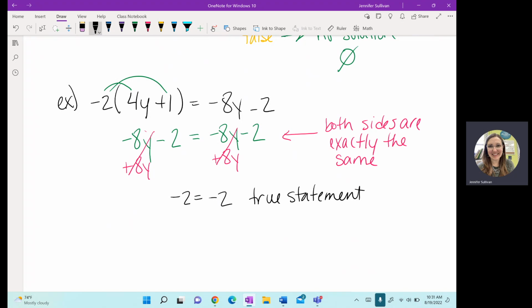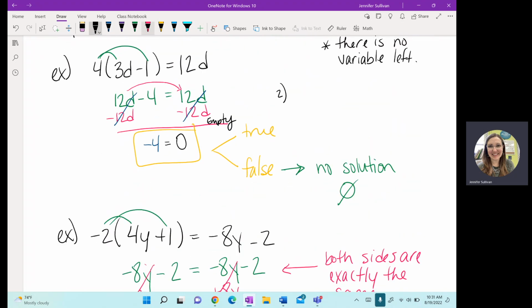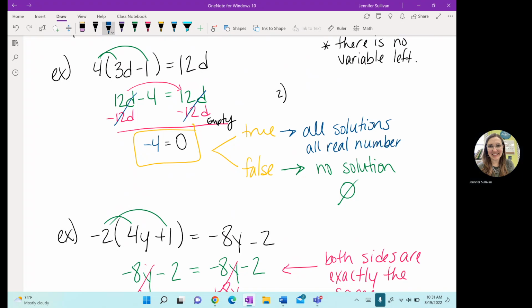So when this happens, instead of my answer being a no solution, we say that my answer is all solutions. Sometimes you'll hear it read like that. Sometimes some books will say all real numbers. I'm okay with you telling me either of those two. It's all solutions or all real numbers.